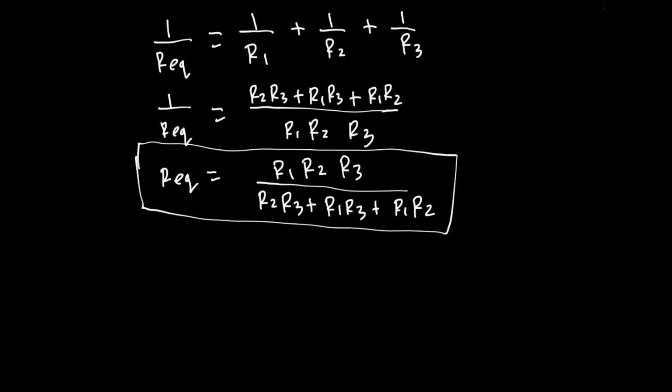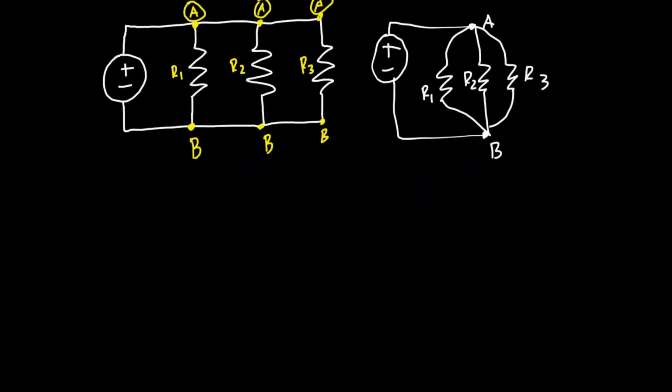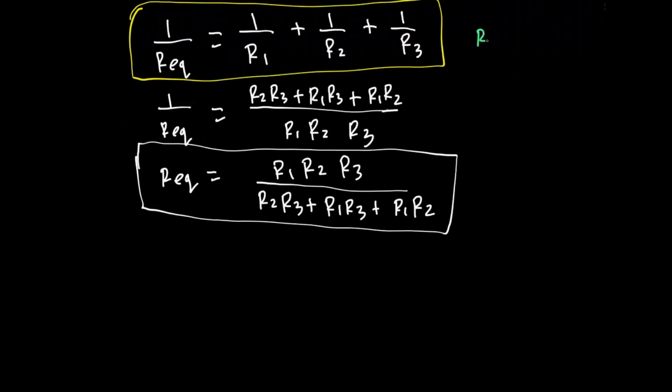But of course, it's always best to use the original formula and derive R equivalent from first principles. Now let's look at an example. So let's give R1 a value of 10 ohms, R2 5 ohms, and R3 10 ohms again. Okay, so let's go back to our equation. R1 is equal to 10 ohms, R2 is equal to 5 ohms, and R3 is equal to 10 ohms. Let's check.